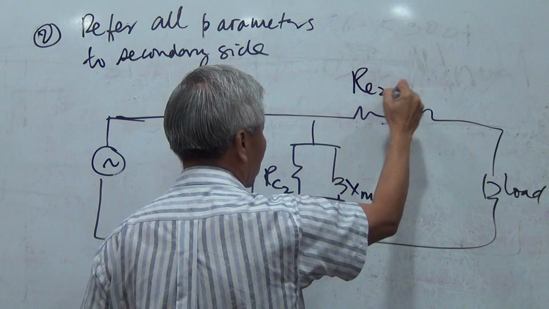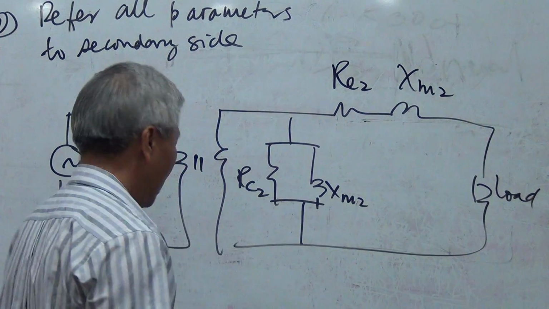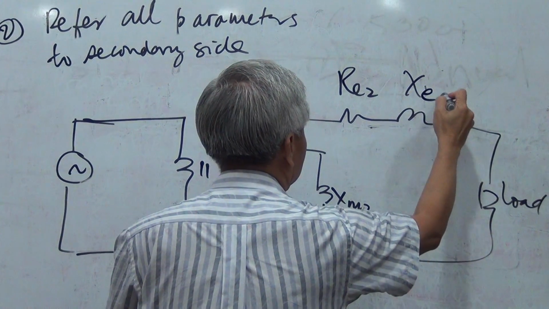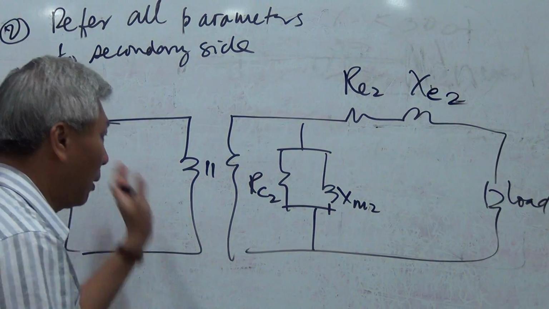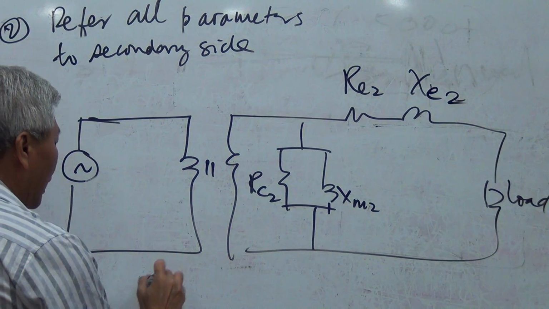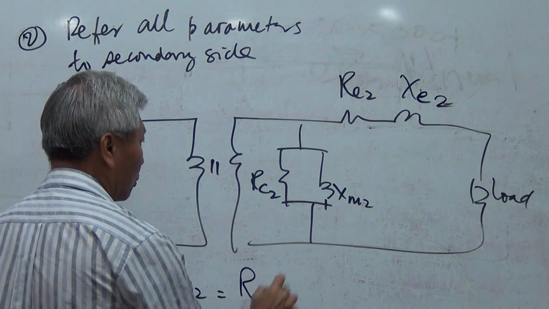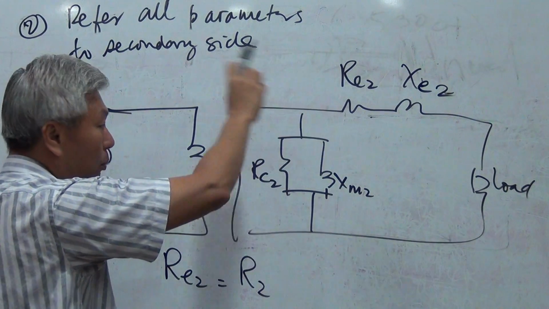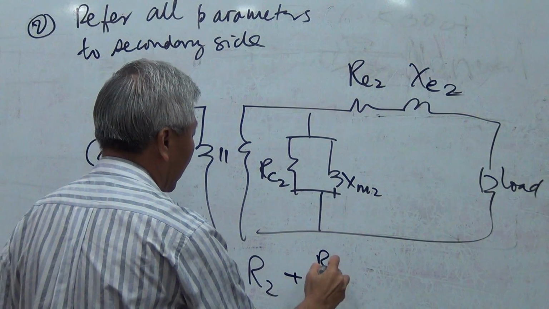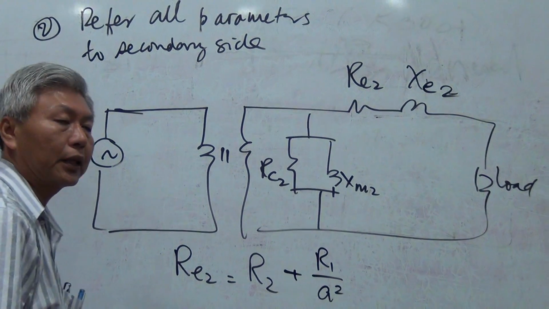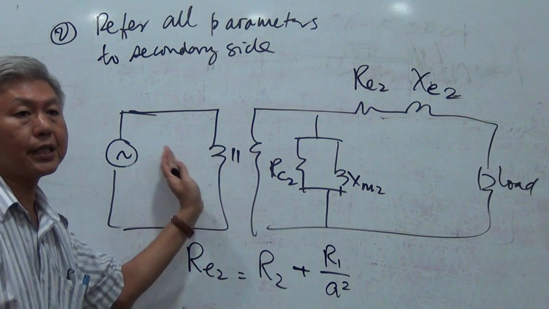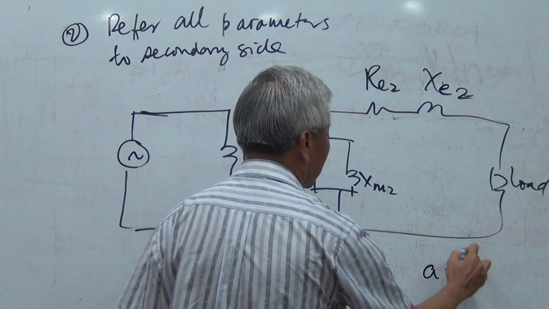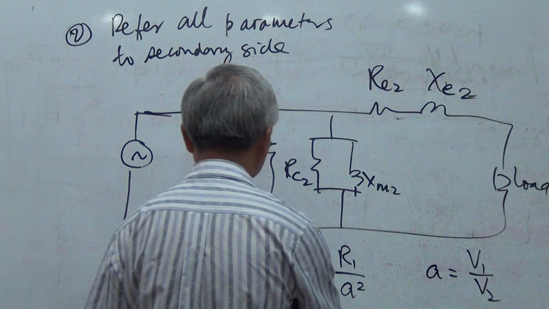And here is called RE2 and XE2, right? E stands for equivalent, means it's a combination of both primary and secondary. Now, to calculate RE2, it will be the original R2. Remember, originally there was an R2. Your R1 now has to be brought over. To bring over R1, you divide by A squared. Okay, when we refer parameters to the secondary, things that move over, you divide by A squared. And again, what is A? A is the turn ratio, V1 over V2, right?